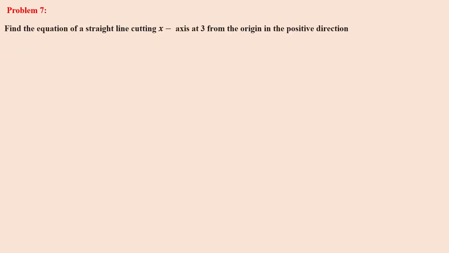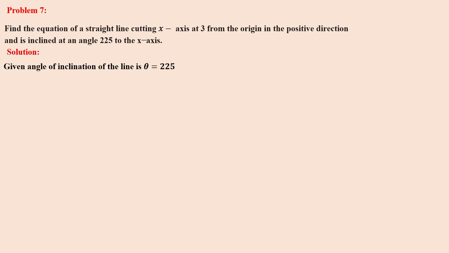Next problem. Find the equation of the straight line cutting the x-axis at 3 from the origin in the positive direction and inclined at an angle 225° to the x-axis. Given the angle of inclination theta is 225°, so slope m = tan theta, so tan 225°. Now we are going to split 225 as 180 plus 45.